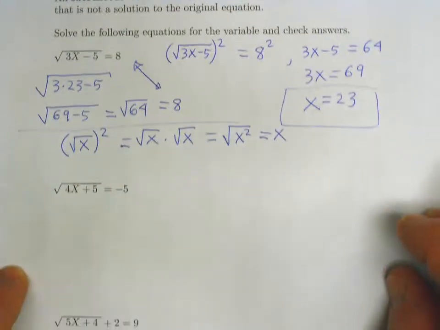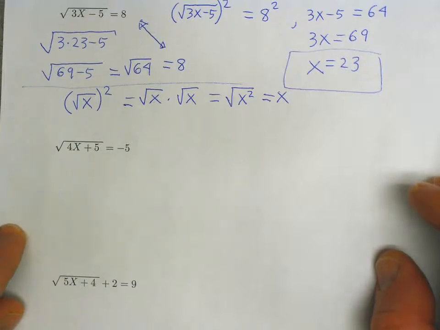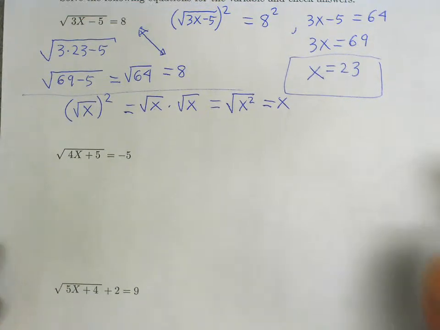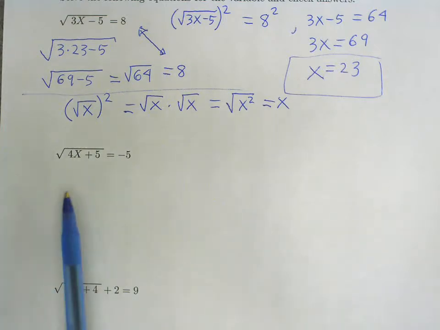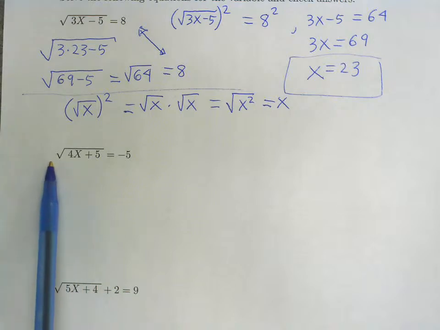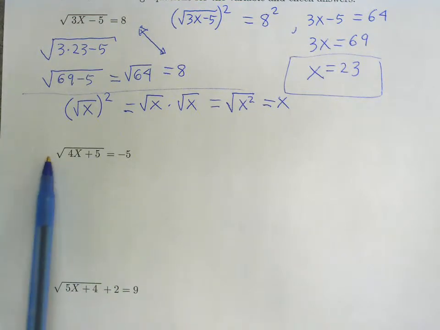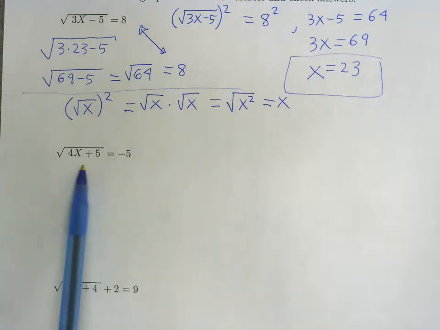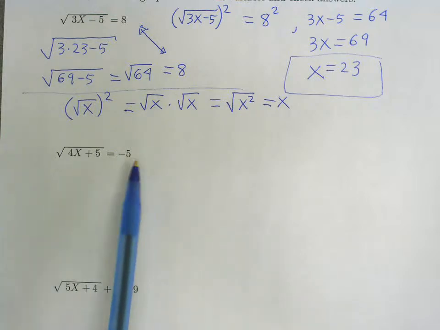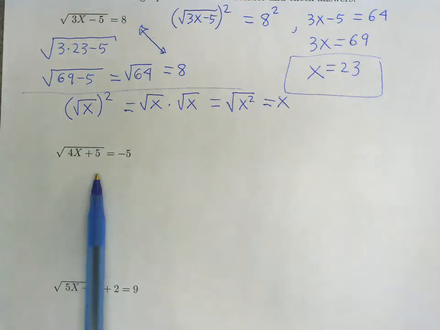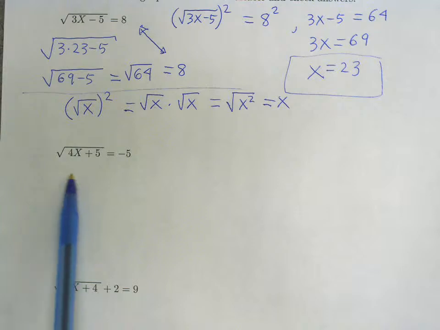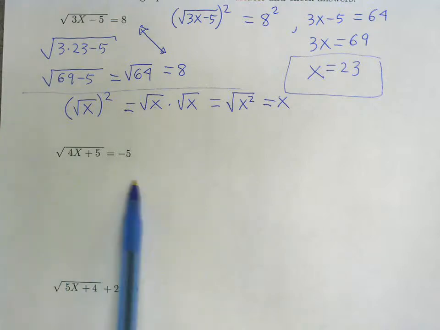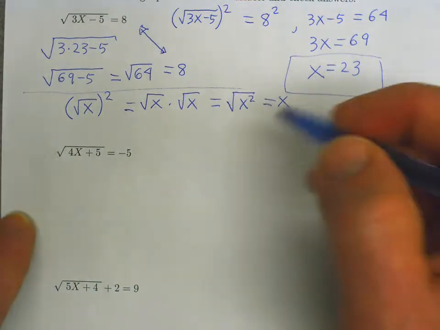Okay, the next example, solve the principal square root of 4x plus 5 equals negative 5. The principal square root is a positive number. There's not a negative sign out front. So the left-hand side is a positive number, and the right-hand side is negative. But it's never true that a positive number equals a negative. So we can tell right from the start that this equation has no solution. So we'll just say no solution.